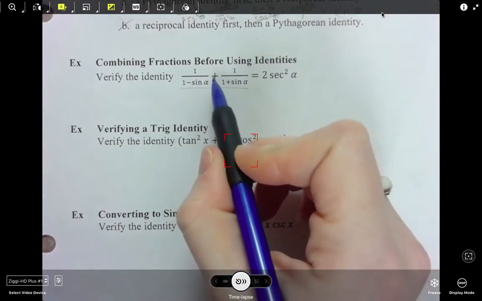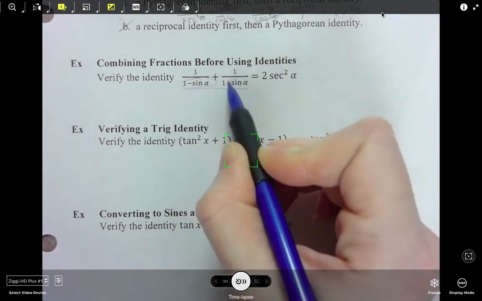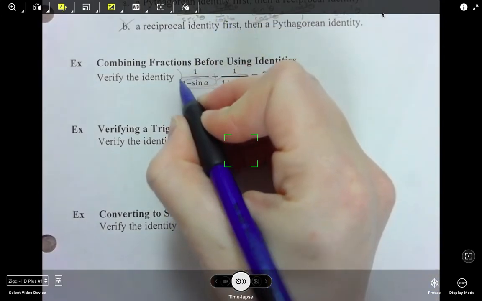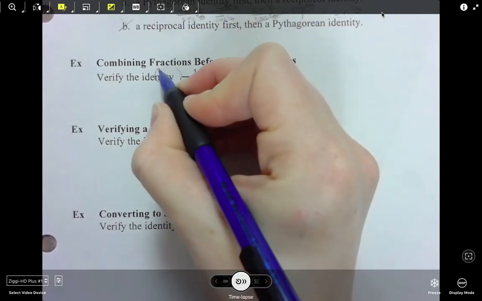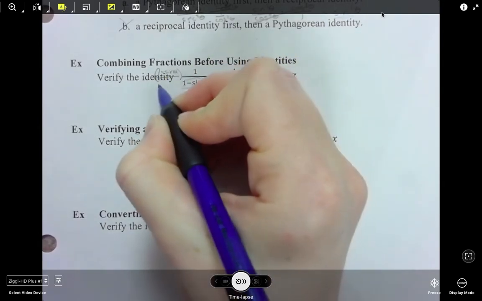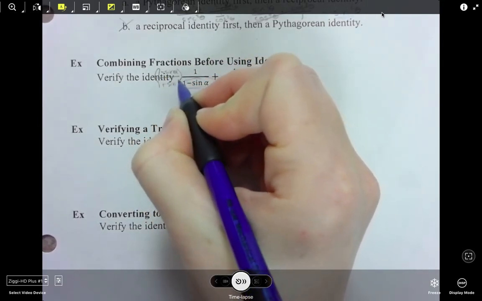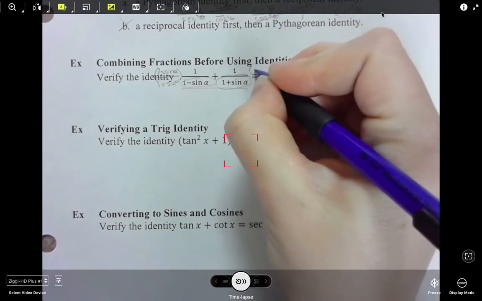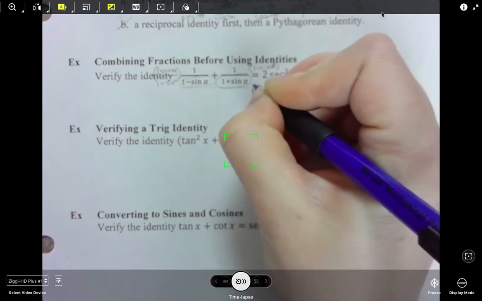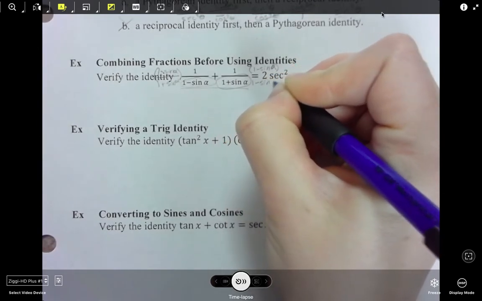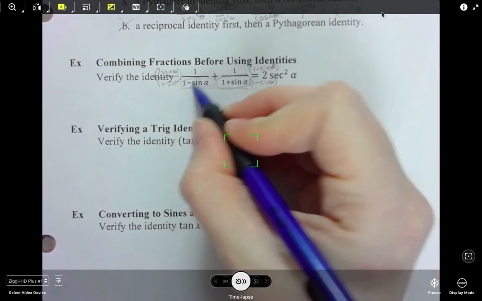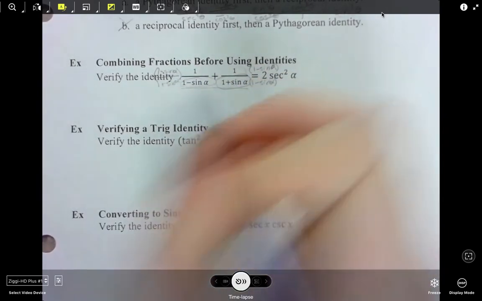We want to combine those by adding, so we want to find a common denominator. Those two denominators are not exactly the same, so what we're going to do is multiply this one by 1 plus sine of alpha over 1 plus sine of alpha. And we're going to do the same thing on this side, but we're going to multiply by 1 minus sine of alpha over 1 minus sine of alpha. So we're going to multiply this guy by this denominator and this guy by this denominator.